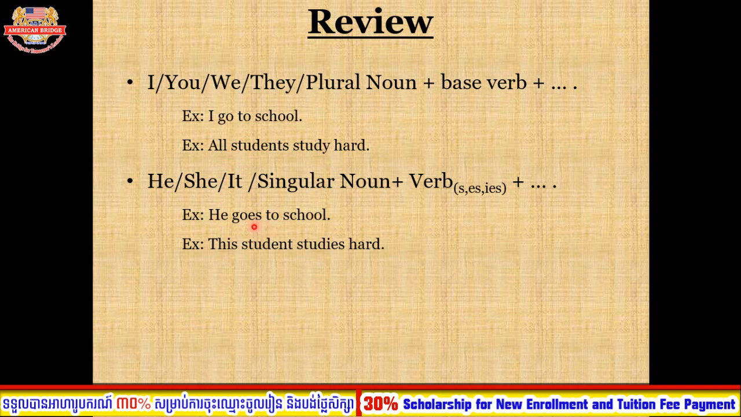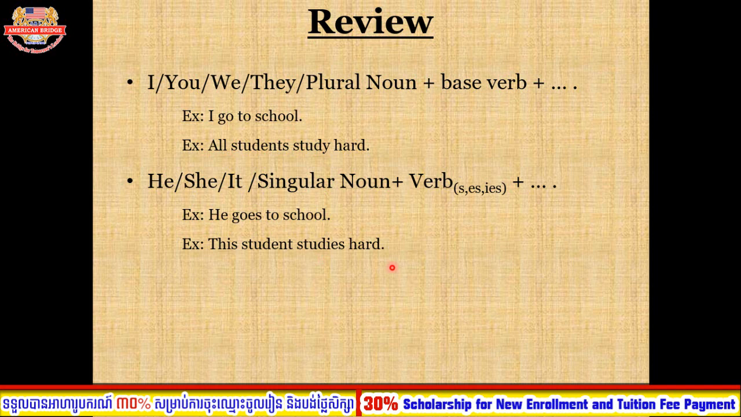We need to add es. Why do we add es? Why don't we add s? Because this one ends with the letter o. So when a verb ends with the letter o like this, we need to add es to that verb. Okay, good. So he goes to school. What about this one? This student. Look at the word student. Student with no s, right? So it refers to a singular noun. So this student studies hard. A singular noun we use with the verb plus s, and because this one ends with the letter y, we need to change y to ies. So the student studies hard.